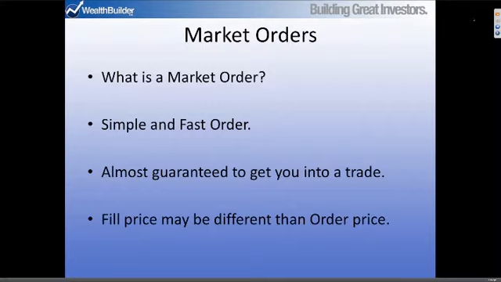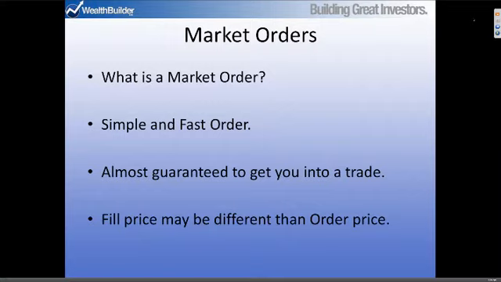A market order is an order to buy or sell a specific number of shares at a price close to the current market price. You can use market orders to buy or sell, either a buy market order or a sell market order. Once your order is placed, it will be filled at the next best available price, at or around the stock's current price. So it's simple and fast.